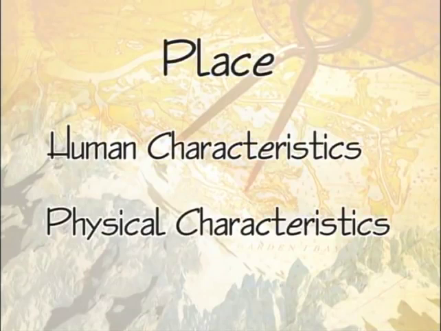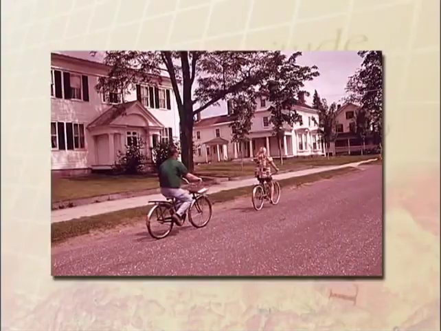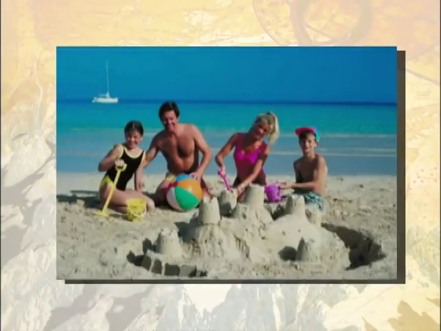Once you have your location, you need to find out more about your place. When we talk about a place, we have to identify the human and physical characteristics that make it unique and different. Human characteristics include buildings, roads, clothing, and food. People also have certain feelings or experiences that go along with a place, like the way you feel about your hometown or the memories you have about your first vacation.